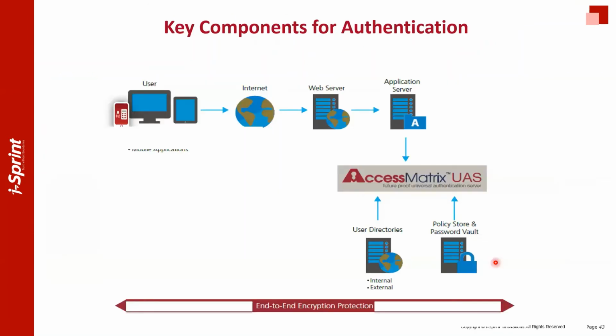Okay. And then these are the components. So basically we have already gone through it, it's the same components: web server, our UAS server for the E2EE. And then for the user MFA, they are leveraging the same, pointing to the same UAS server. And then we can point to internal or external user data store.